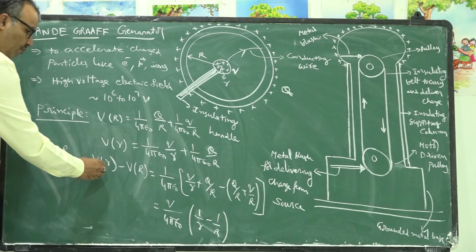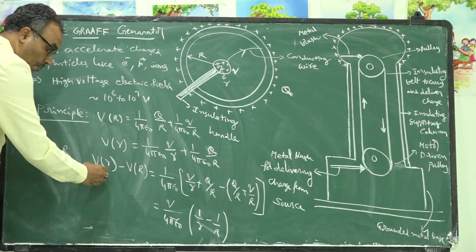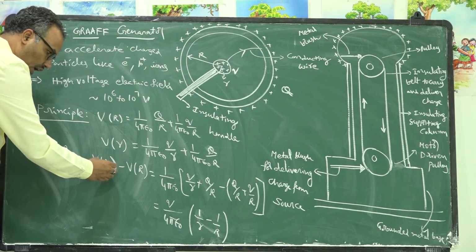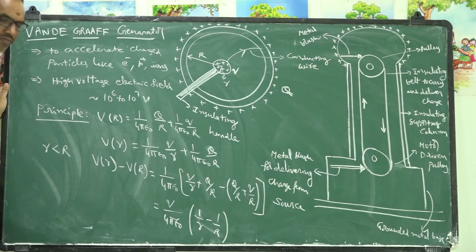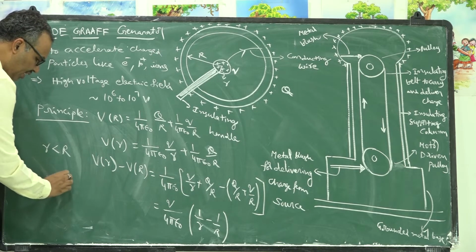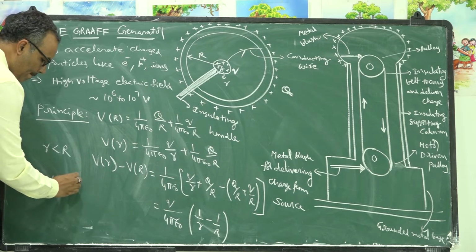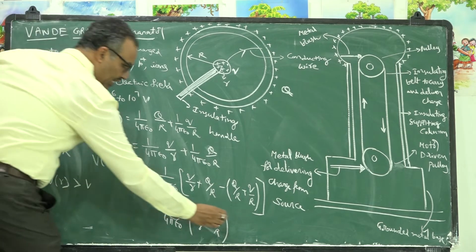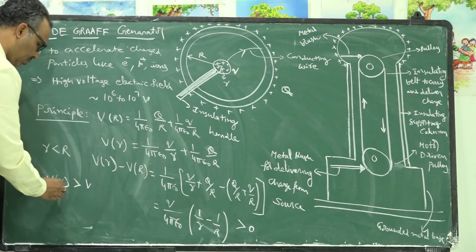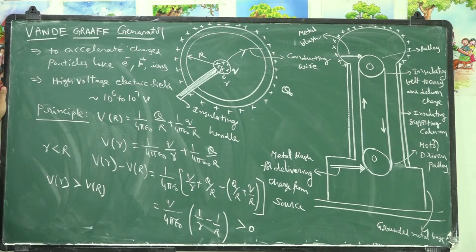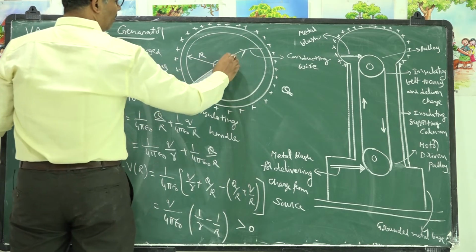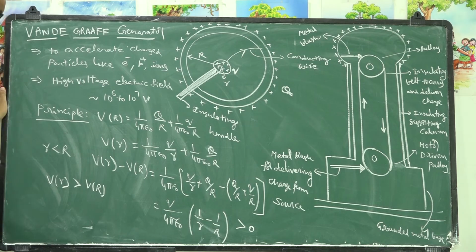So, V, potential, V means potential on the inner sphere minus potential on the outer sphere, gets a positive value. That means potential on the inner sphere is greater than potential on the outer sphere, which is clearly greater than 0. So, you are concluding like this: potential on the inner sphere is greater than potential on the outer sphere. If you connect a wire from the inner sphere to the outer shell, positive charge always wants to move from high potential region to low potential region.